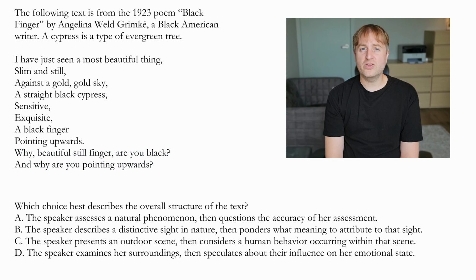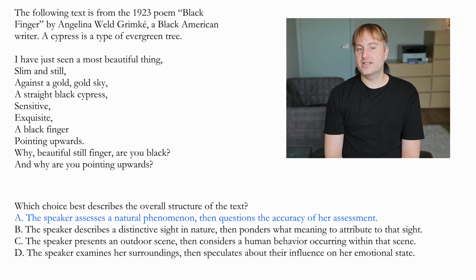So in the first part of the poem, the speaker is describing a cypress, a kind of tree, and it seems to be standing against a golden sky, and she thinks it looks a little bit like a black finger. And in the second part of the poem, she seems to be asking some questions about what that tree is supposed to mean. Now that we've established that, it's time to check out our answers, starting as always with A.